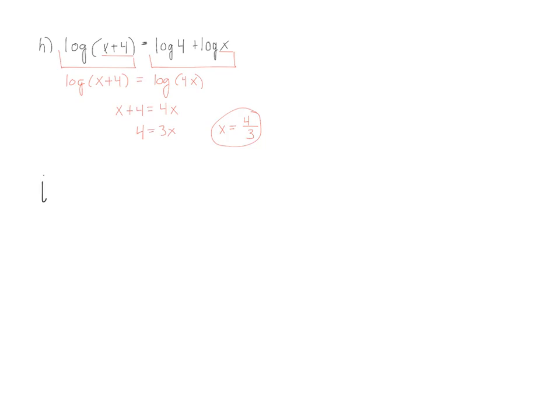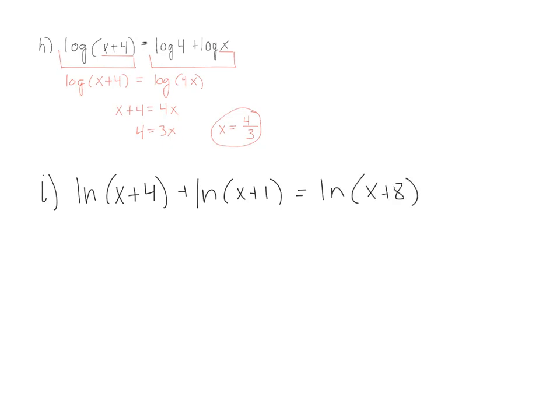Now let's look at the very last problem here. I have ln of (x plus 4) plus ln of (x plus 1) equals ln of (x plus 8). And since there are no constants all by themselves here, meaning added or subtracted constants, you can rewrite these as one logarithm. So we need to rewrite this as ln of (x plus 4) times (x plus 1) equals ln of (x plus 8).